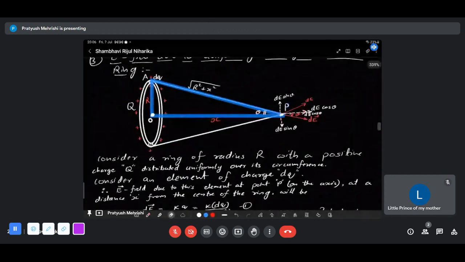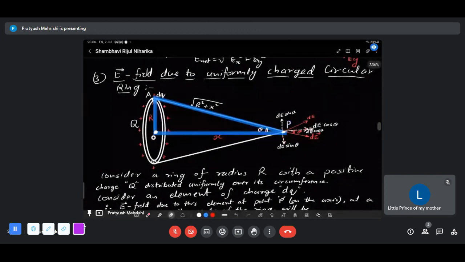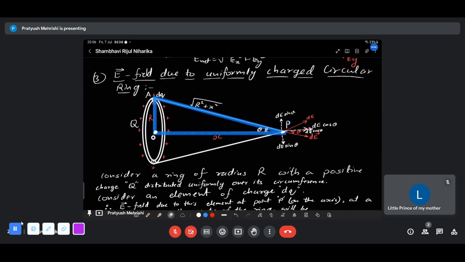Now, this is very important. Electric field due to a uniformly charged circular ring. How to calculate that?